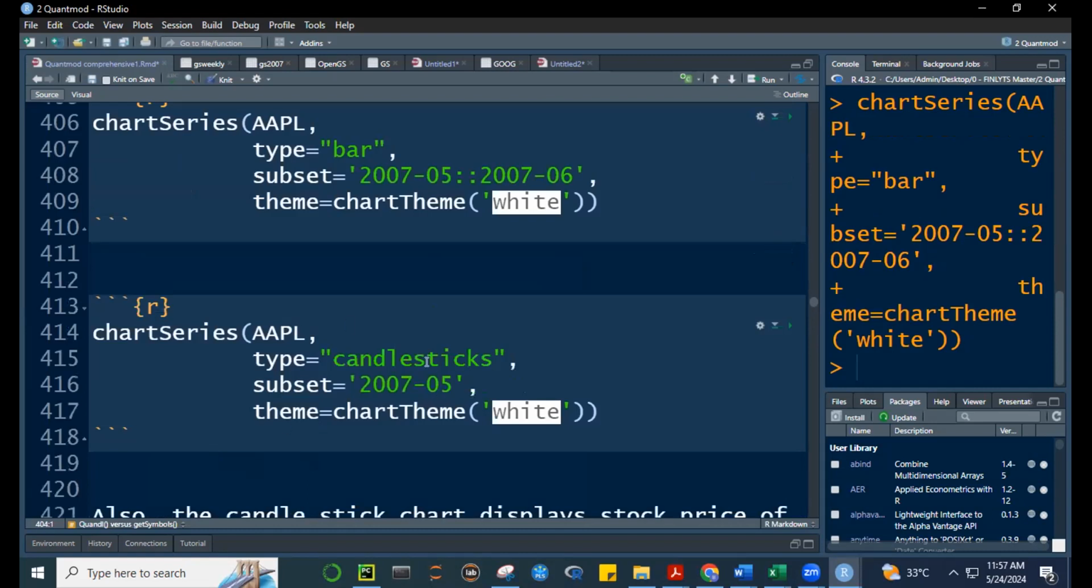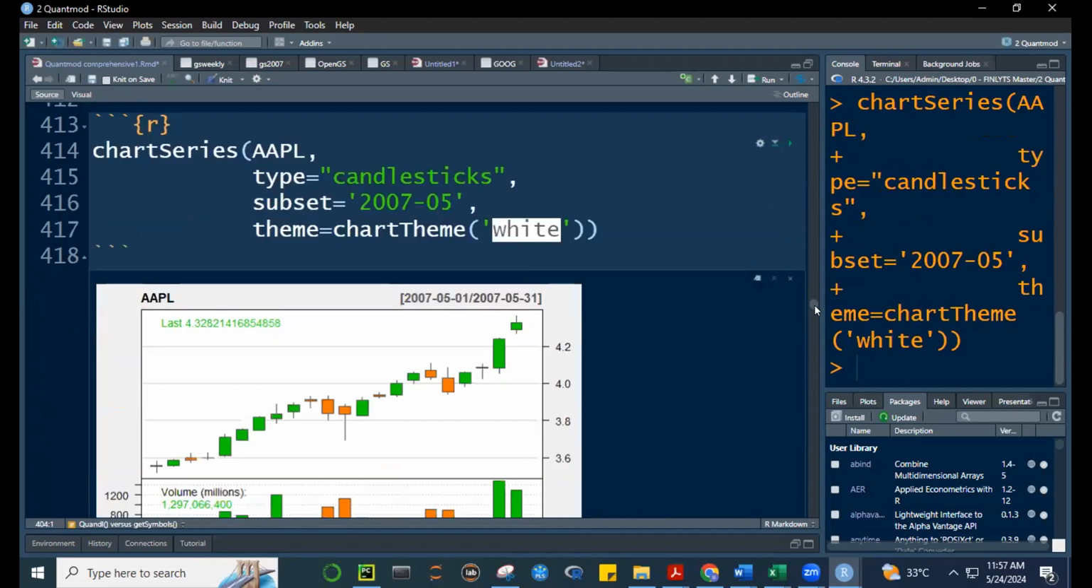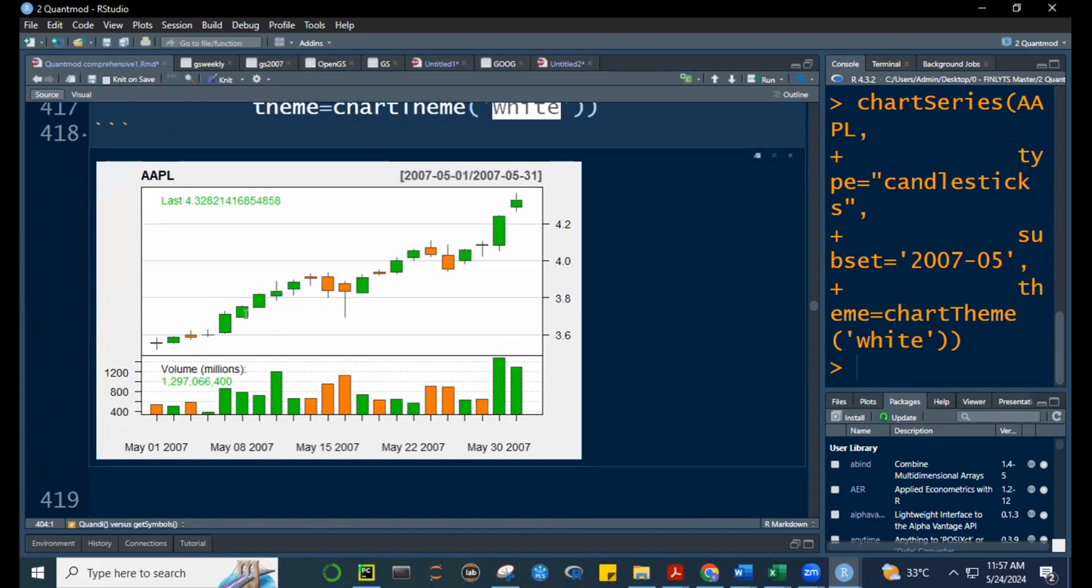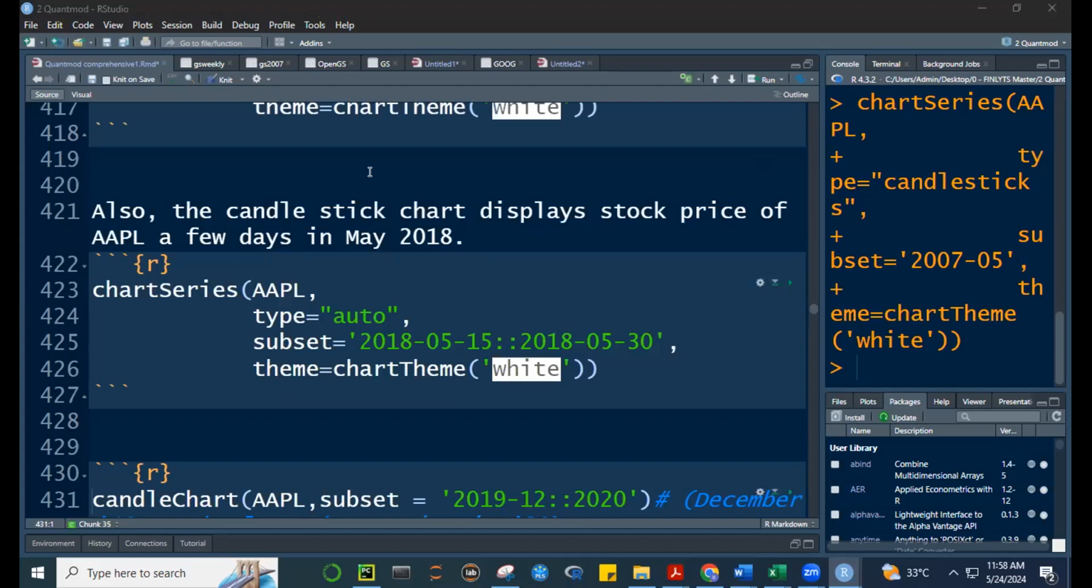Okay, and also you can use candlesticks. I run this, and we'll have the candlestick chart for the month of May 2007. You can see here that there seems to be a trend. Prices are going up. Okay, I'll give you a few seconds to work on that. And if you're done, kindly chat again, please. Good, thank you.